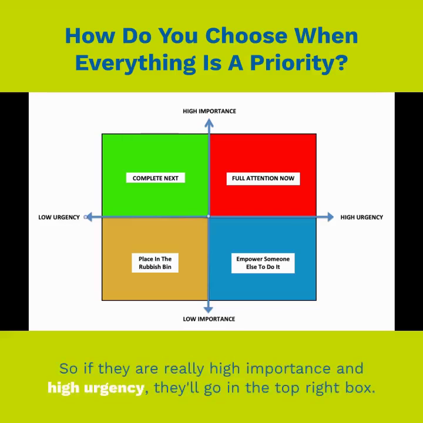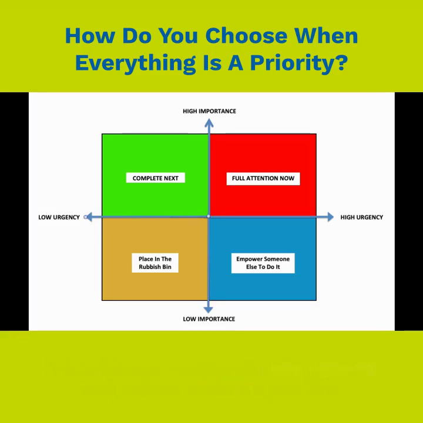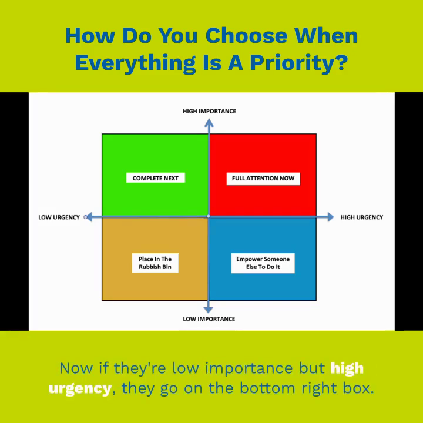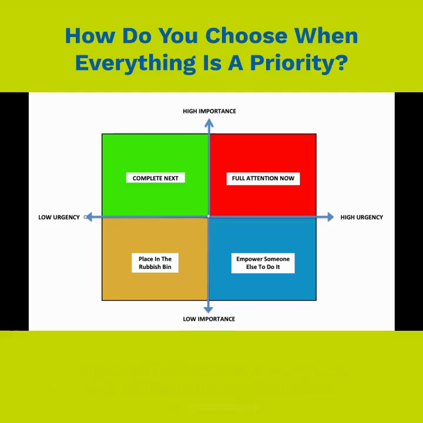So if they are really high importance and high urgency, they'll go in the top right box. If they are high importance and low urgency, they'll be in the top left box. Now, if they're low importance but high urgency, they go in the bottom right box. And if they're low importance, low urgency, they go in the bottom left box.